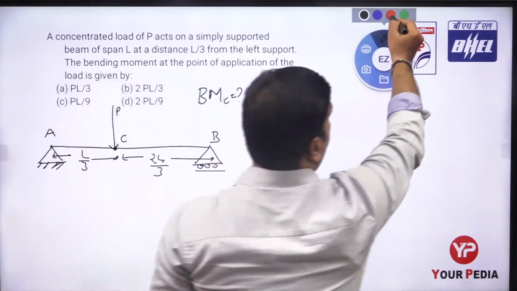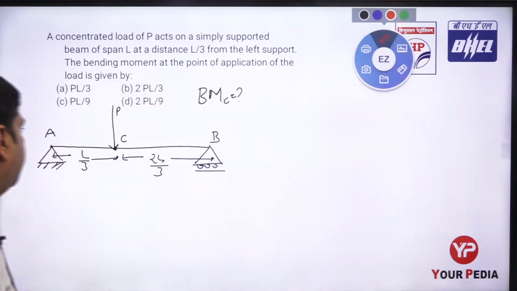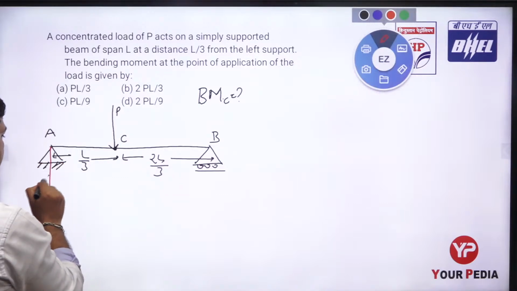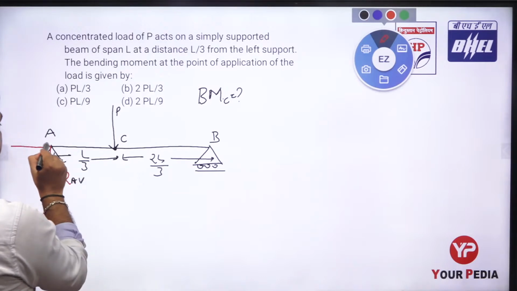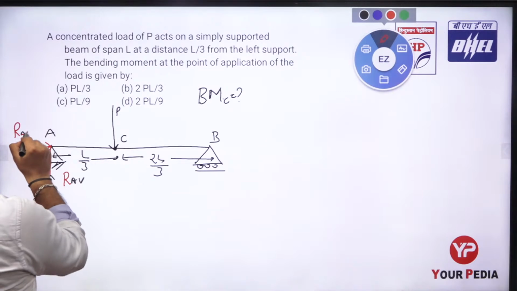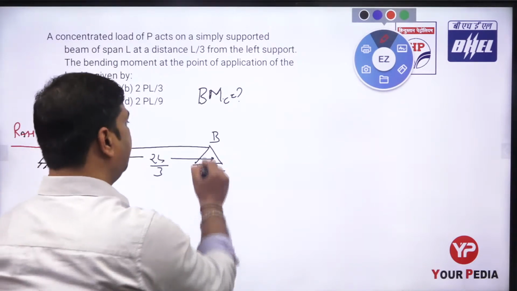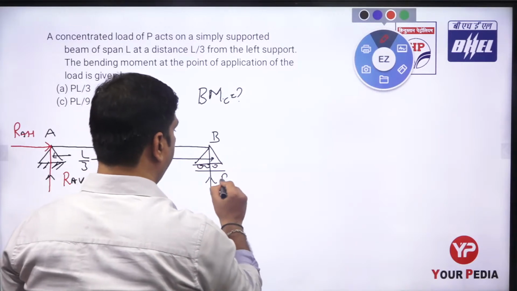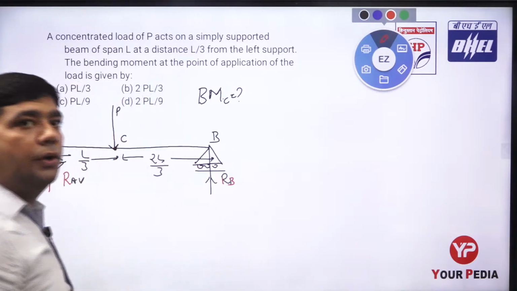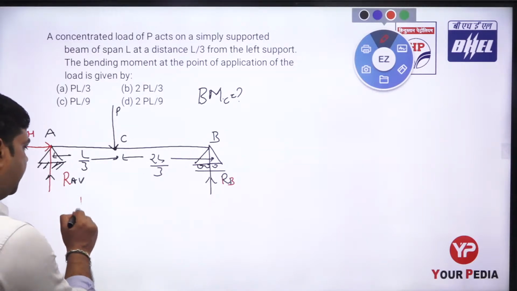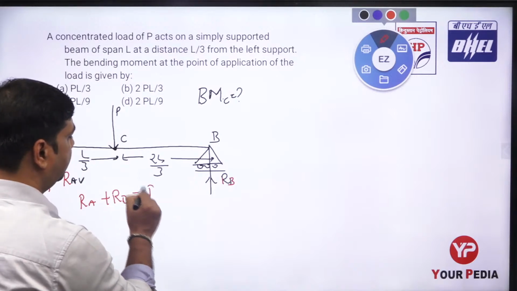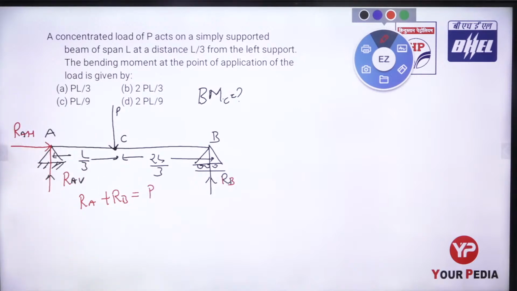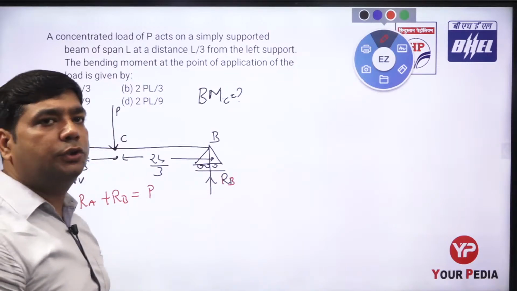So for this, first of all, we have to draw the reactions. There is one reaction R_AV like this, another reaction R_AH at that point, and one reaction R_B at the other support. We know that R_A plus R_B equals P. I'm just talking about the vertical action, not the horizontal action. There is no force along the horizontal, so R_AH equals 0.